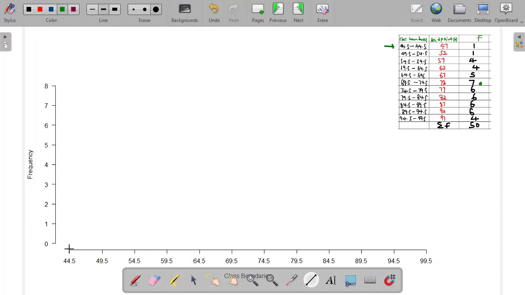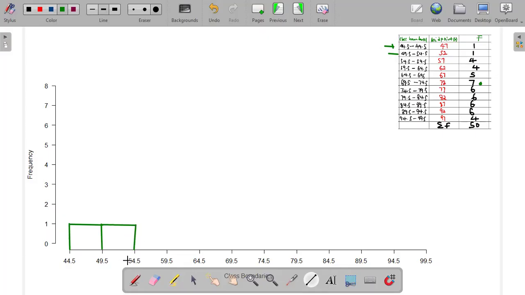So I'm just going to draw a bar that goes up to 1. So that is 1. Then here it comes down on 1 like that. Then the next interval also has a height of 1. So between 49.5 and 54.5, it is also 1. So this continues like that.